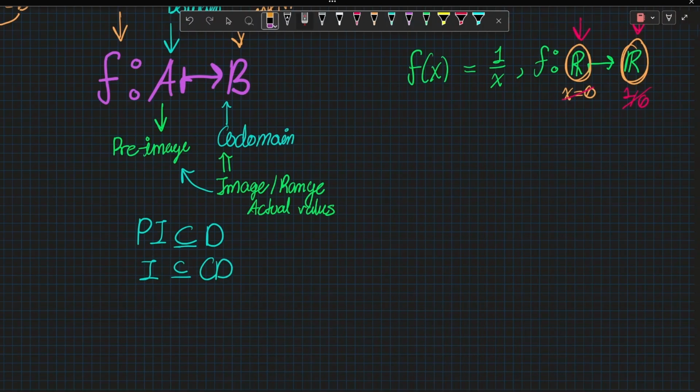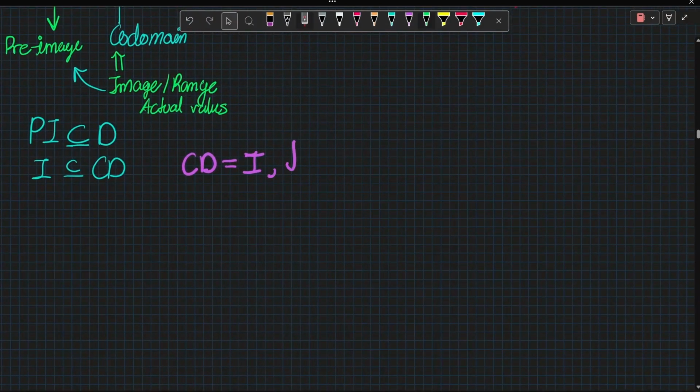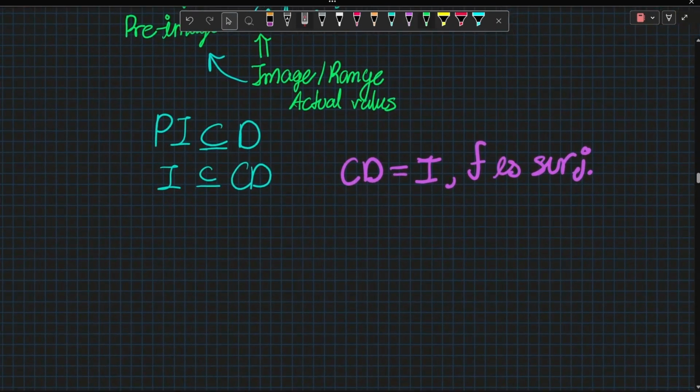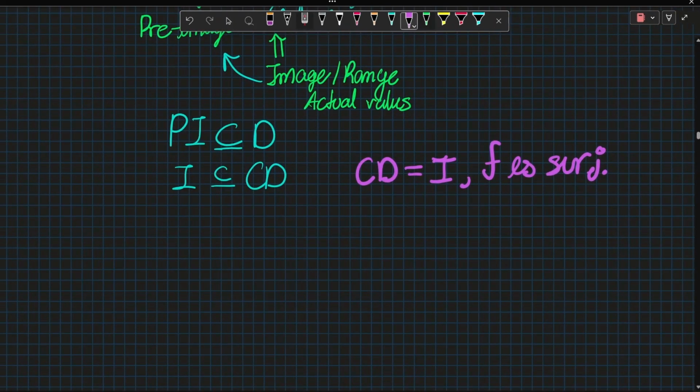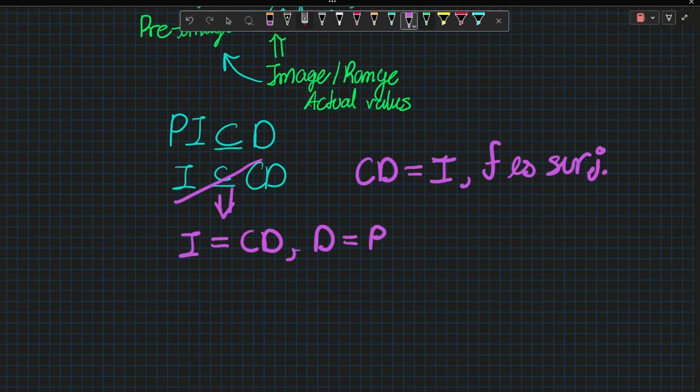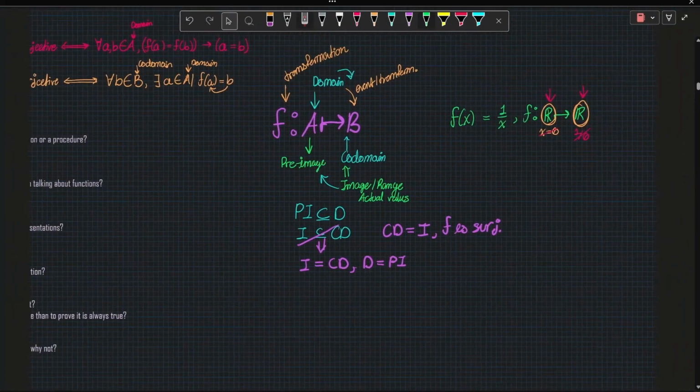Okay, we'll say CD. Now, a special event happens when we have our codomain being equal to our image, okay? When our codomain is equal to our image, we can say our function is surjective, okay? What that means for us is that every output is reachable by every input, okay? That's what it means when our image is equal to our codomain, which also implies that our domain is equal to the pre-image, okay? So that's something you should know.